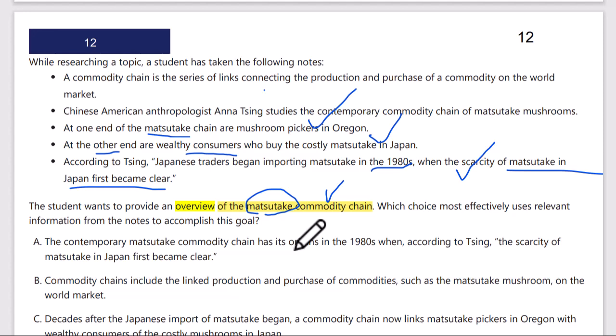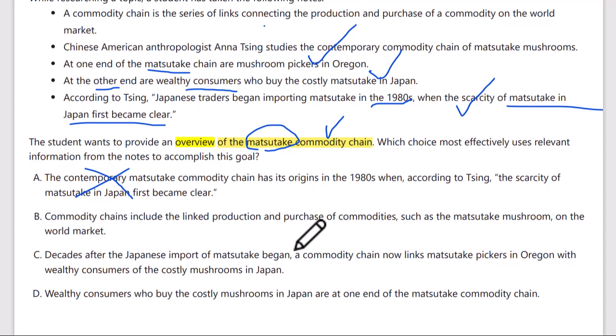Okay, again, that's too narrow. That's one of the bullet points. It's not going to be a summary, which is going to include sequentially the different steps or bullet points. B, commodity chains include the linked production and purchase of commodities such as the Matsutake mushroom on the world market. Okay, that's a better answer, but it's a general definition of a commodity chain. And it just says here is one of them, but it really doesn't identify or give us a sequential list or overview of the Matsutake commodity chain particularly. So that's too broad an answer.